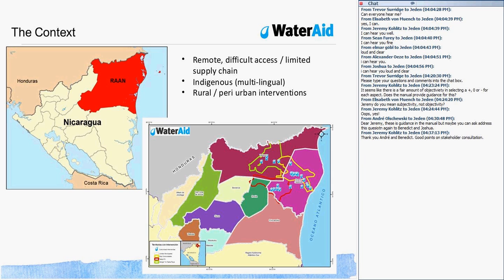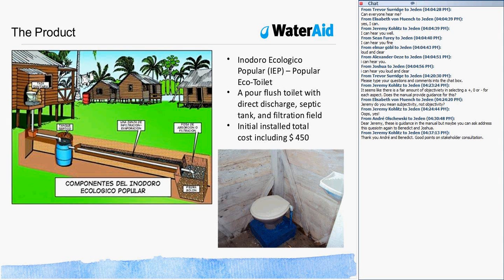So we are working in a very remote area in the northeast part of the country. Difficult access, conditions of a limited supply chain, majority indigenous and multilingual population, and we're working in both rural and peri-urban interventions, which I'll explain a little bit more in the next slide, or following that.